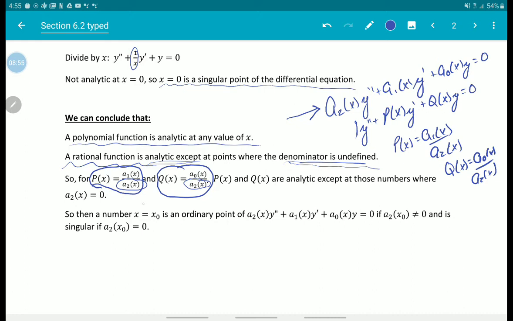So then a number that's an ordinary point is really anywhere that's defined in the domain for that p of x and that q of x. So as long as this guy's not 0, we're good. But anywhere that is 0, we would call that a singular point.